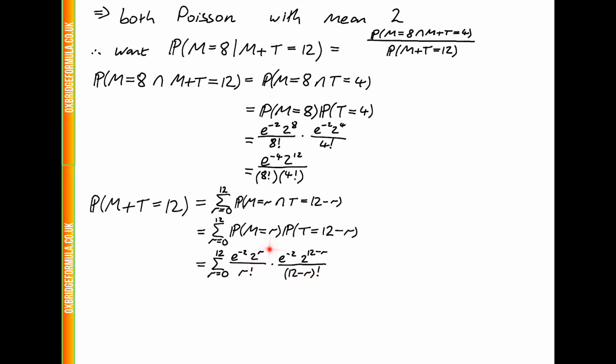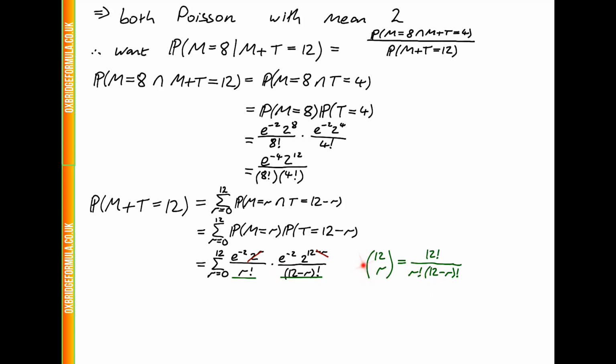So straight away we can see this 2 to the r and 2 to the minus r will cancel out. And so the only terms that we have in terms of r in this sum are 1 over r factorial and 1 over 12 minus r factorial. So pause the video and have a think about what these two terms here remind you of. Indeed, what we should see relatively quickly is that these two terms are exactly terms in the binomial coefficient 12 choose r.